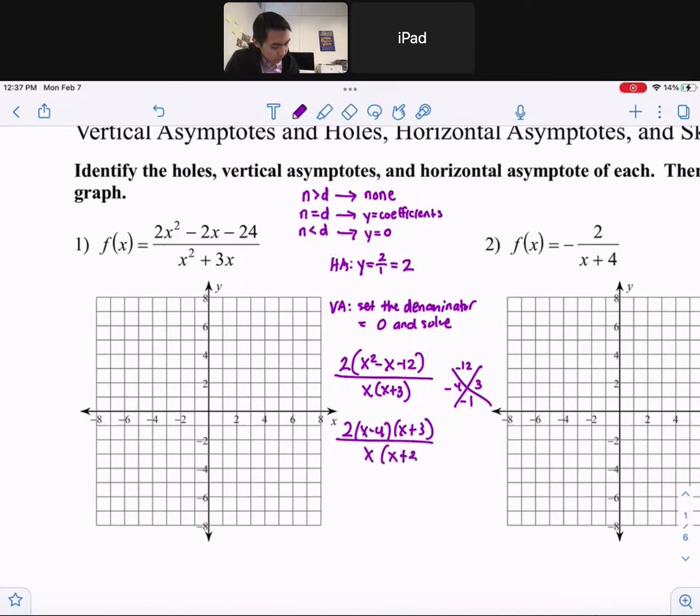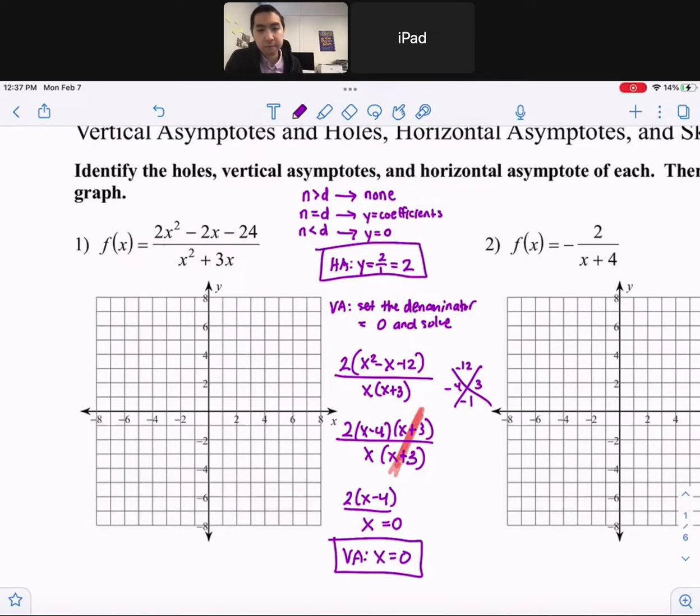So we're factoring out everything just in case something cancels, which something does, right? So x plus 3 cancels. Then all you have left is this. And now set the denominator equal to 0. So the vertical asymptote is x equals 0. And those are your two answers.